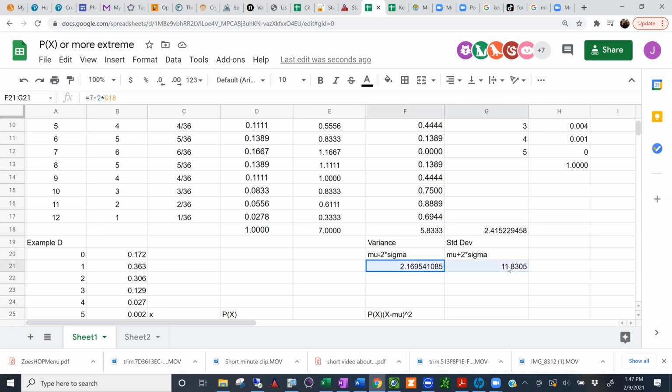Now these aren't integer values. That's okay. There's nothing wrong with those values. But let's understand what they mean and what they're telling us about rolling a pair of dice. Before I do that though, are you able to get these values? Because this will be part of your homework, part of your little quiz assignment. Mu minus 2 sigma, mu plus 2 sigma. Okay.